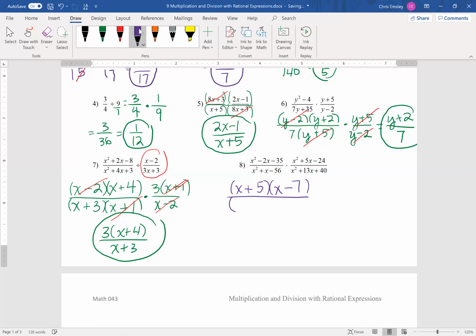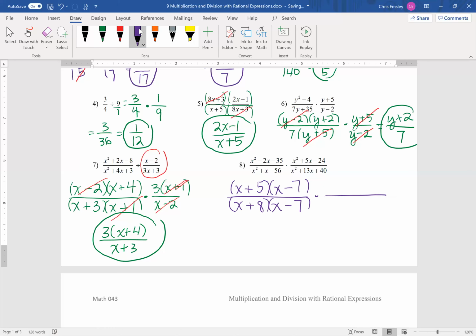And then the denominator, we're looking for a product of negative 56. So 56 is 8 times 7. To get that plus x in the middle, we would need a plus 8 and a minus 7.